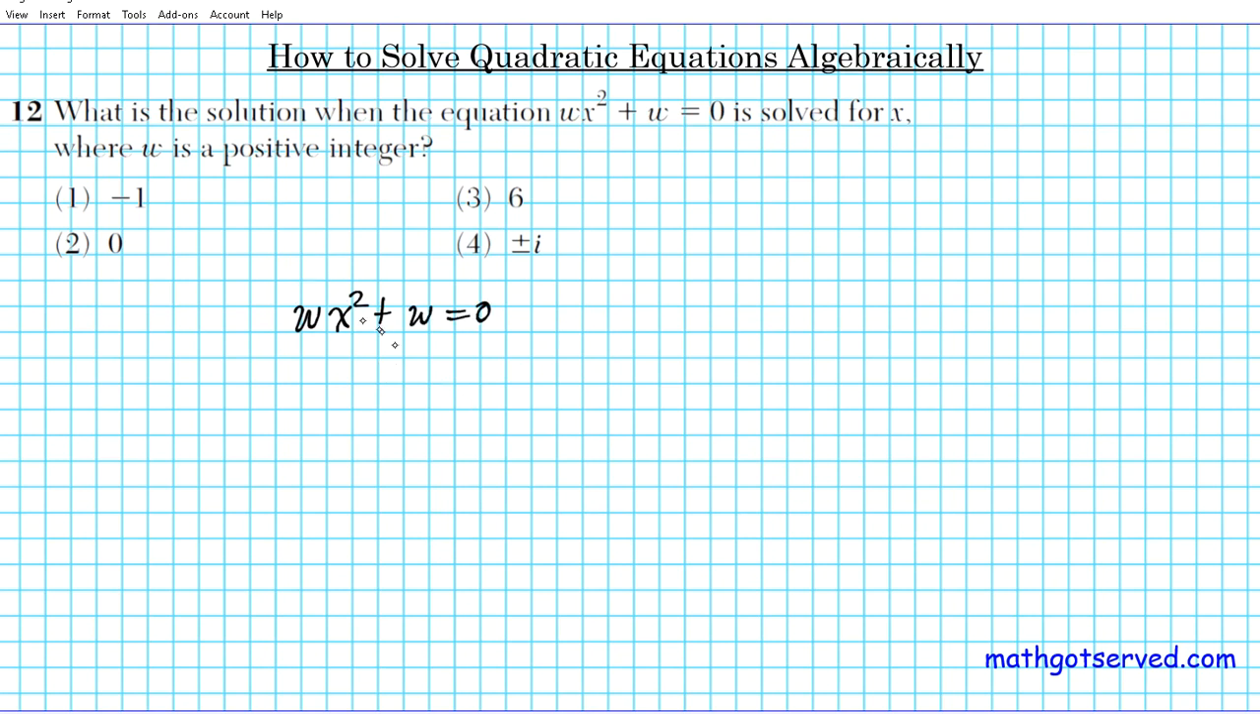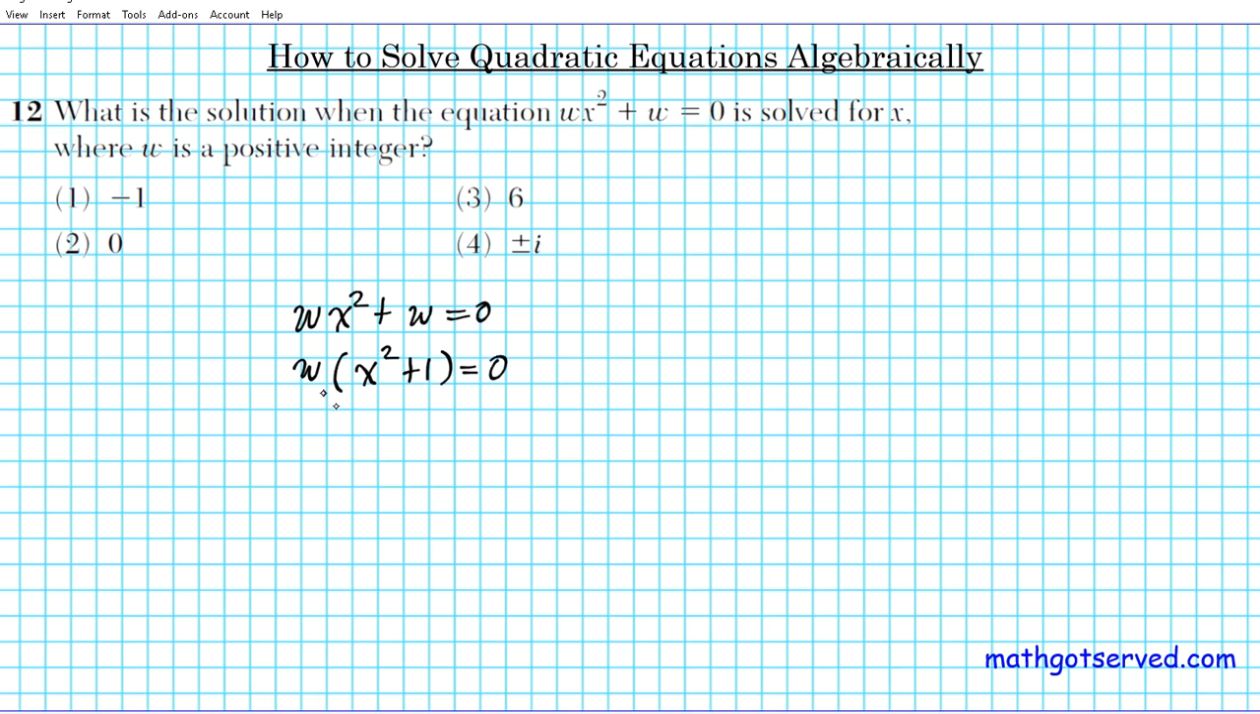Alright, so w is a positive integer, so you can put any number that you want in there to solve the problem if that makes you happy, but it doesn't really make a difference. So I'm just going to solve it with w, just assume it's a number, okay? What we're going to do first is factor out the greatest common factor. The greatest common factor in this case is w, so you factor out w from both terms, and you're left with x squared plus 1 equals 0.